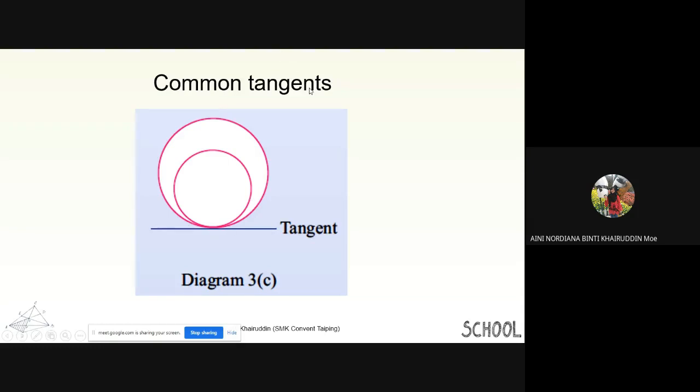Okay, boleh ingat senang je. Kalau separate 4, melekat 3, overlap 2, satu circle ada dalam circle yang lain, ada 1 sahaja tangent. Kadang-kadang soalan dia simple sahaja, hanya dia tanya number of common tangent. So kena hafal lah.